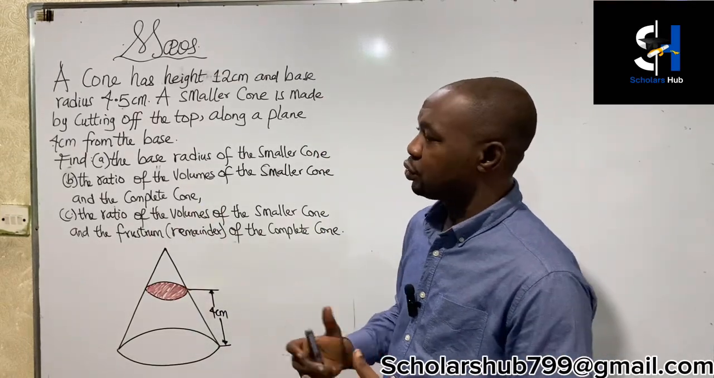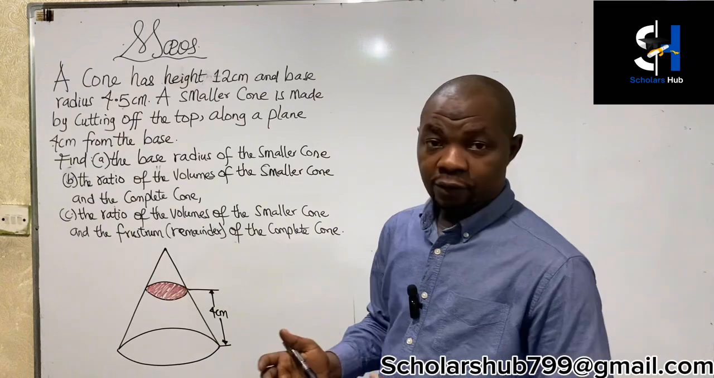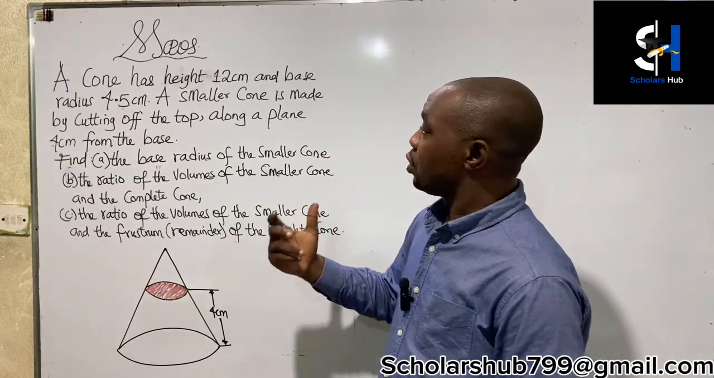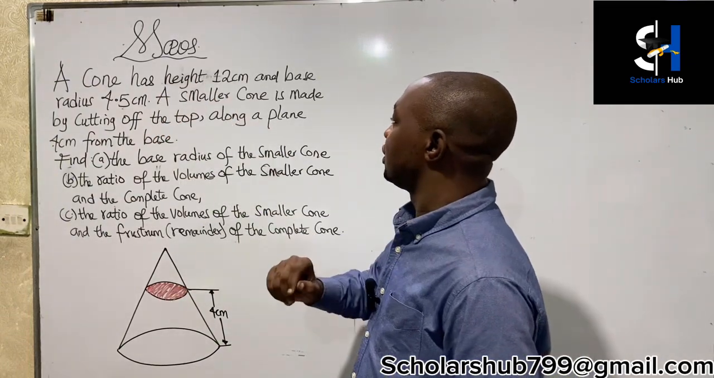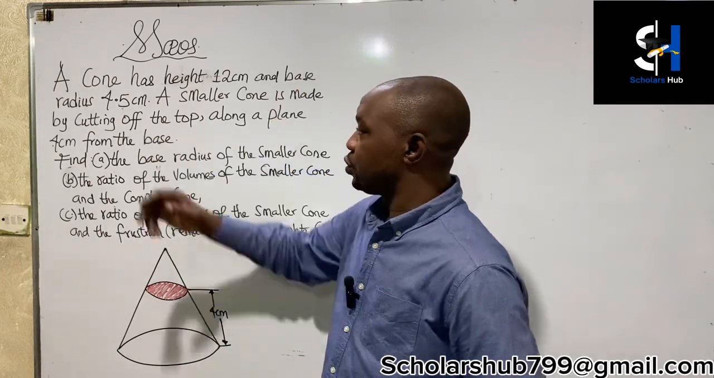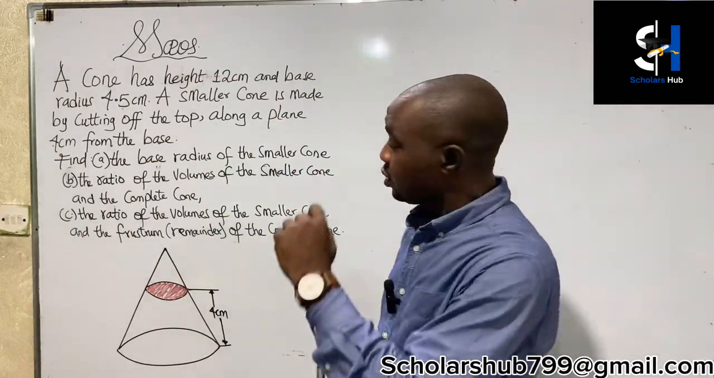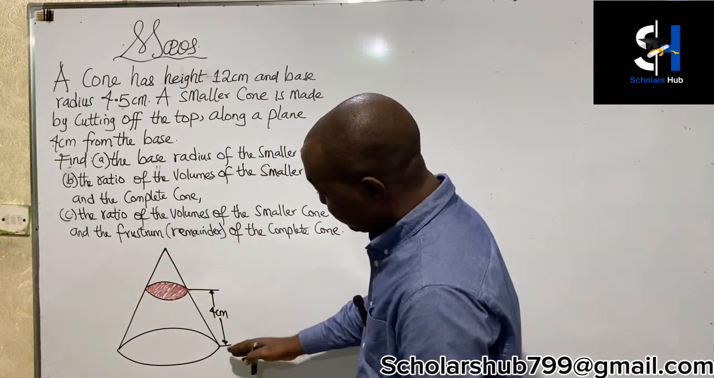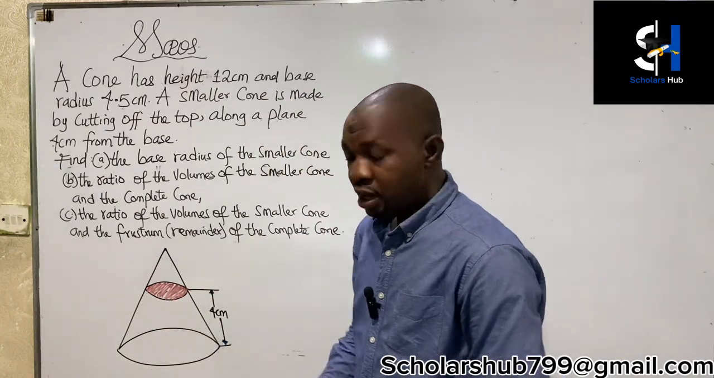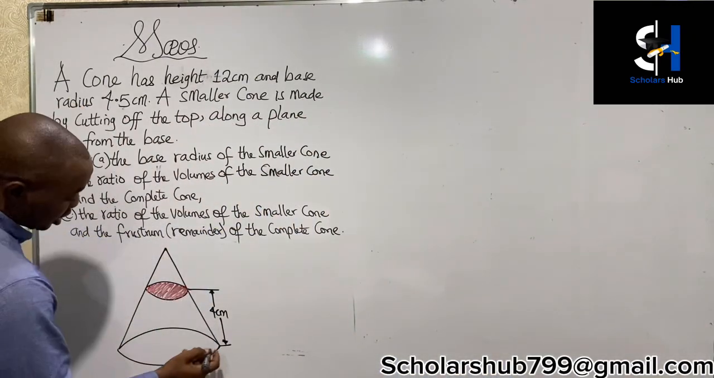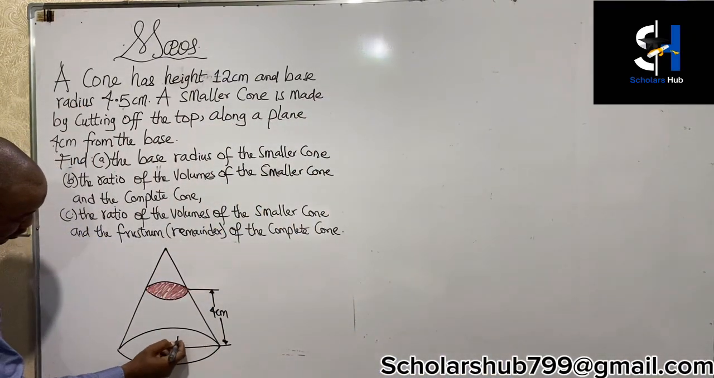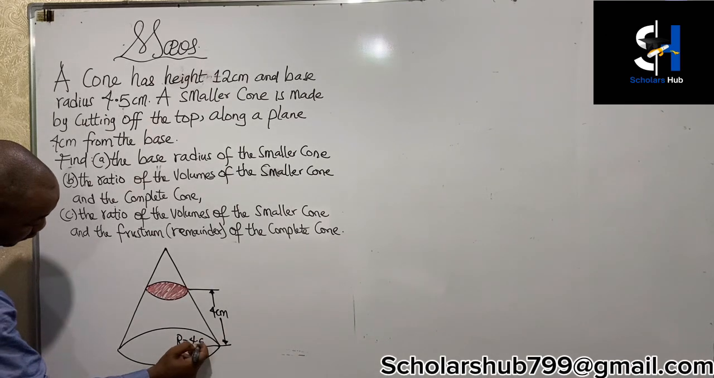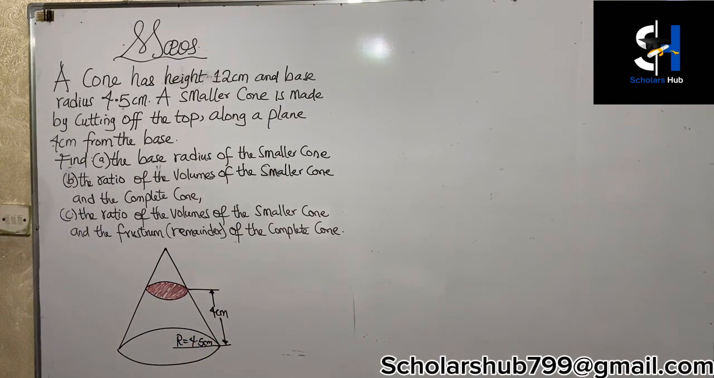Now again we have this nice question. This is a question about cone frustum. That's frustum. So we have a cone that has height 12 centimeters and base radius 4.5 centimeters. Which means we have a cone. The base shape is a circle, and the radius of the base shape is 4.5 centimeters, which is the radius of the base of the cone.